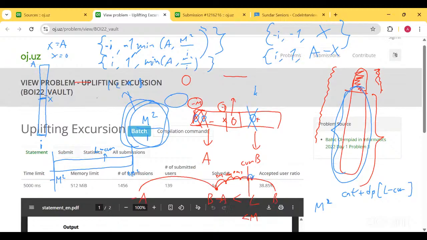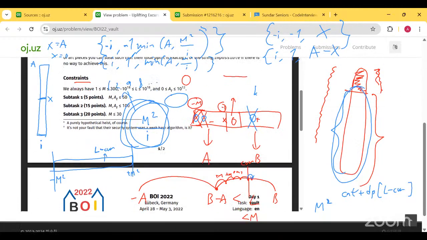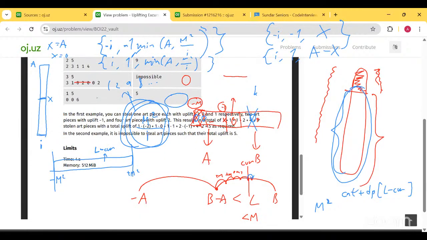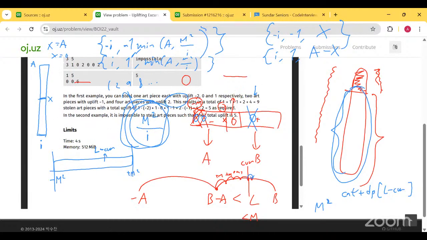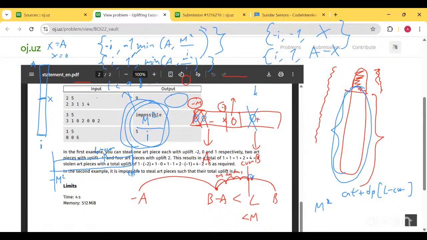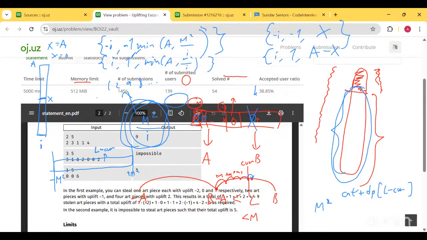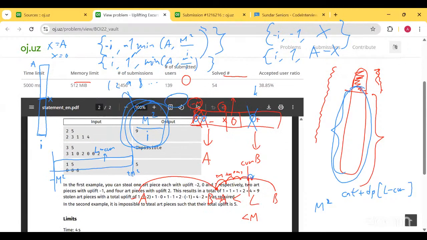All right. Are there any questions about the solution of this problem? Okay, the time limit is 4 seconds. Even in OC, it is 5 seconds.